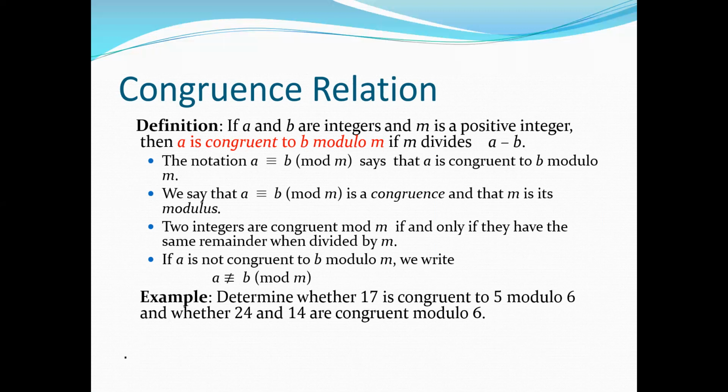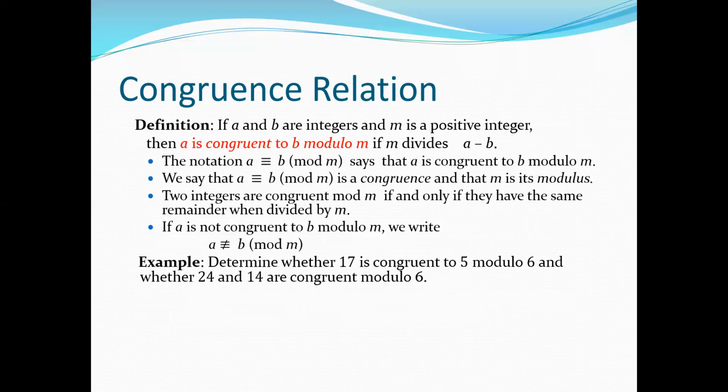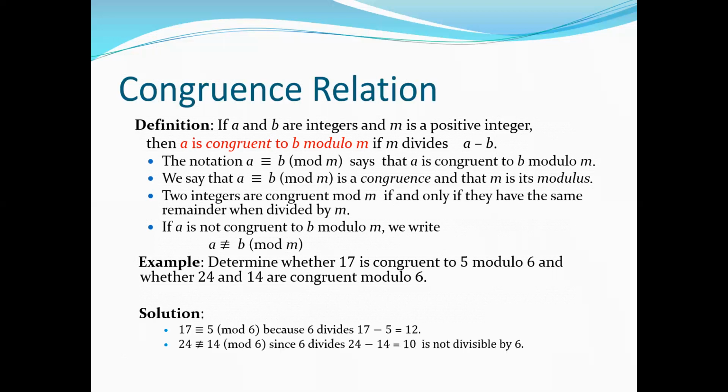So it means there's no congruence relation. Okay, so let's have an example. Determine whether 17 is congruent to 5 modulo 6 and whether 24 and 14 are congruent modulo 6. Let's answer the first: is 17 congruent to 5 modulo 6? We subtract 5 from 17, so we have 12. And then we divide by 6. Is it a whole number?